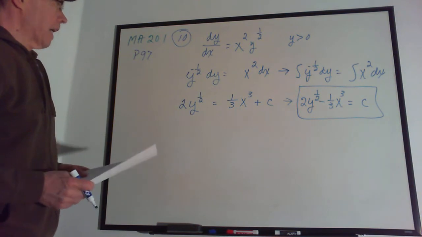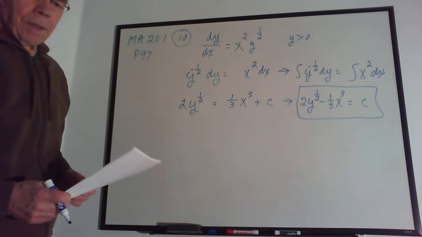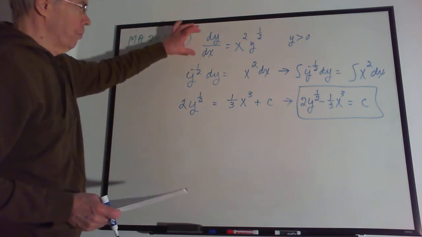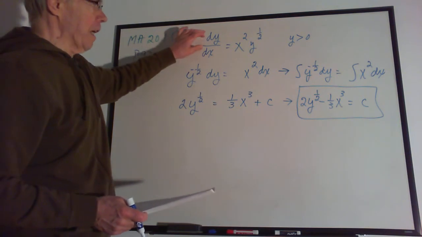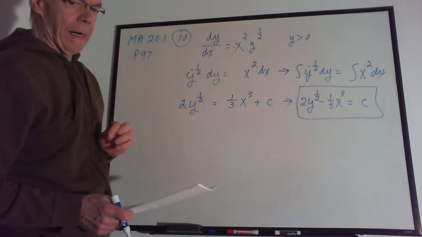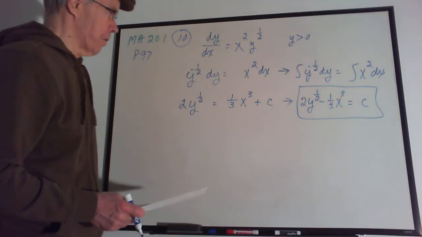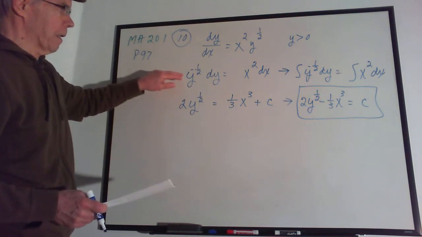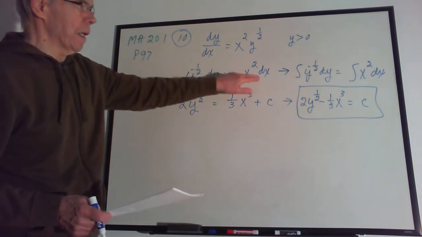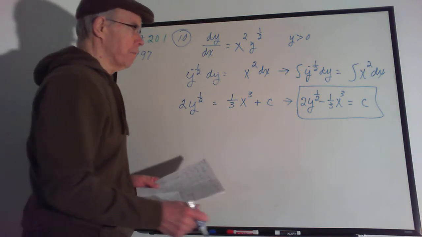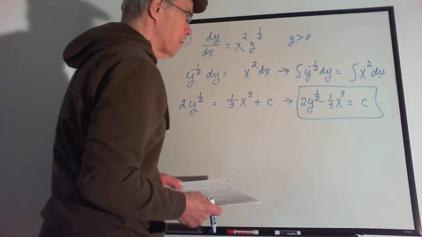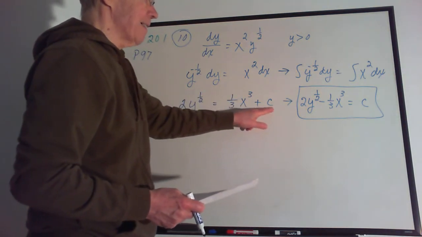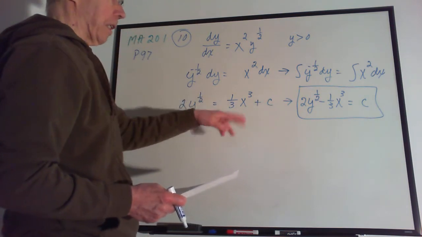All right, once you turn to page 97, number 10, we're going to do separation of differential equations. The derivative of a function, in this case, depends on the value of x and the value of y. y is going to be greater than 0. So what you want to do is bring the y to the 1/2 to the other side, which makes it y to the negative 1/2 dy equals x squared dx. Taking the integral of both sides, you're going to get 2y to the 1/2 equals 1/3 x cubed plus c. Now there should be a plus c on both sides.